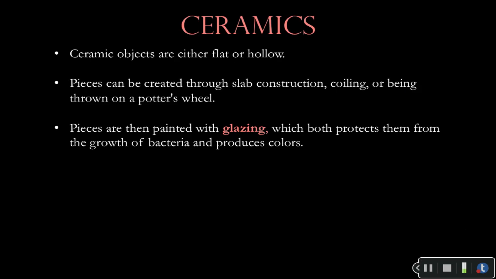So now when we talk about ceramics, ceramics is another important medium where we see a lot of craft objects being created. Ceramic objects are either flat or hollow. We talked about sculpture last time, so we already talked a little bit about ceramics, so I won't go into too much detail here. But here we've got a couple different types of construction. So we've got slab construction, coiling, and then also the construction through the use of the potter's wheel.